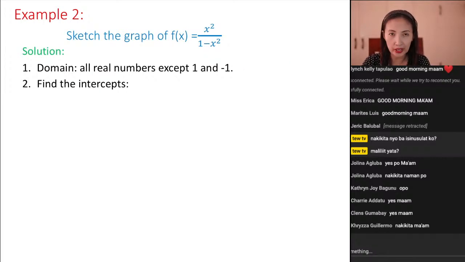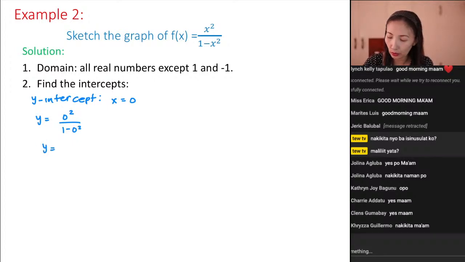Find the intercepts, x and y intercepts. The y-intercept is obtained by setting x to 0. If x is 0, then y will be 0 squared over 1 minus 0 squared. What is y equal to? 0. So what point can we generate from here? 0, 0. The graph will pass through the point 0, 0. How about the x-intercept? Does it have an x-intercept?